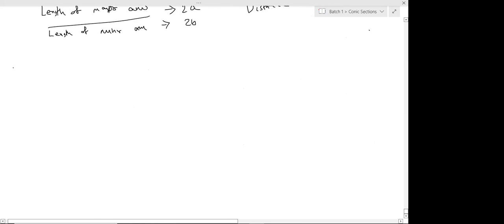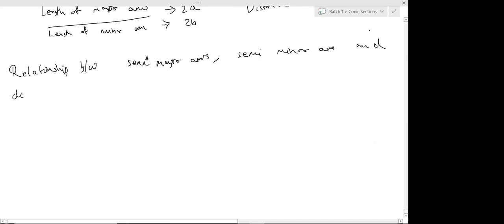Write down the relationship between the semi-minor axis, semi-major axis, and the distance of the focus from the origin, from the center. That means A, B, and C.